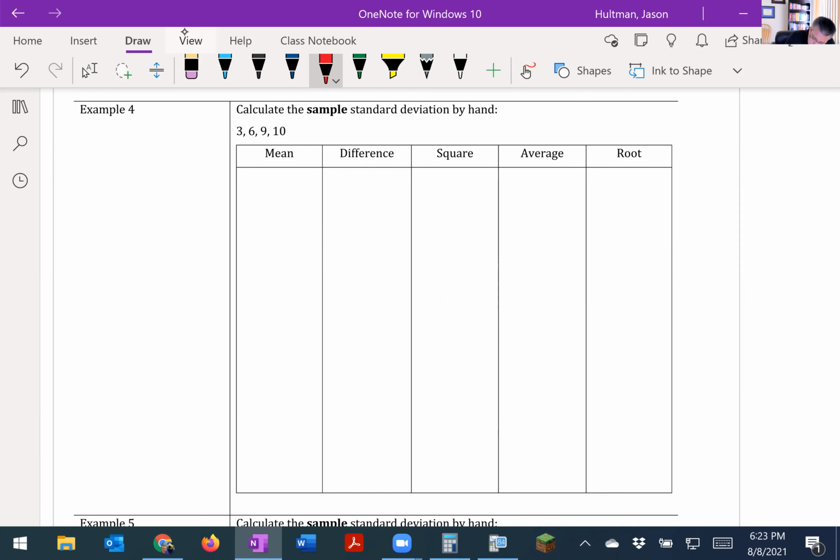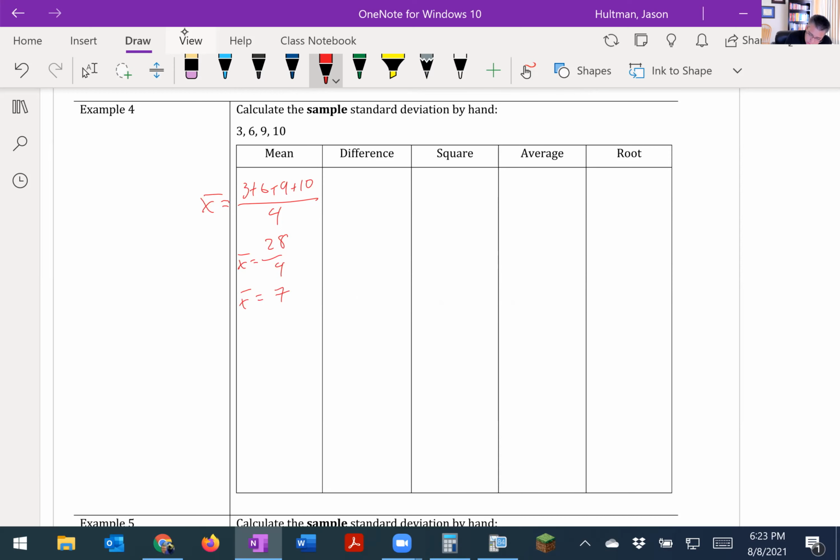What's the mean here? Let's calculate the mean. 3 plus 6 plus 9 plus 10, over 4. That's how we're going to get the mean. This is the sample mean, x bar this time. So 3 plus 6 plus 9 plus 10: 9 plus 9 is 18, plus 10 is 28. So this is 28 over 4. So x bar is equal to 7.